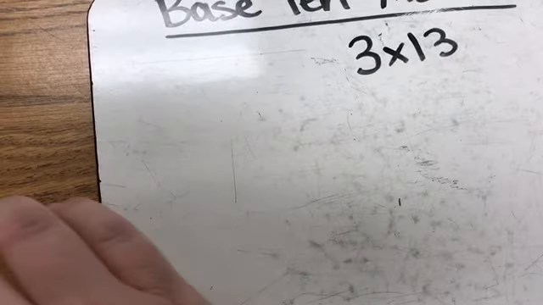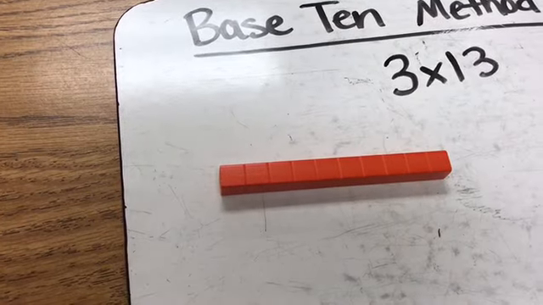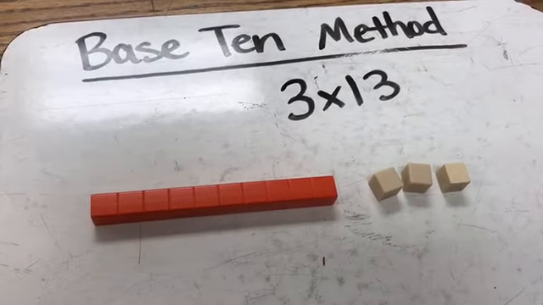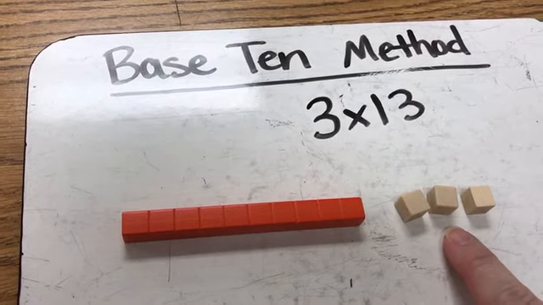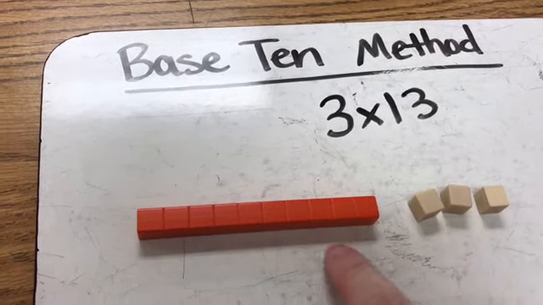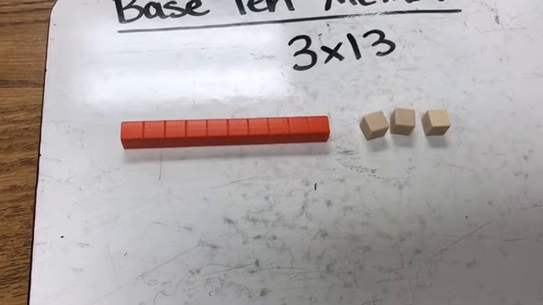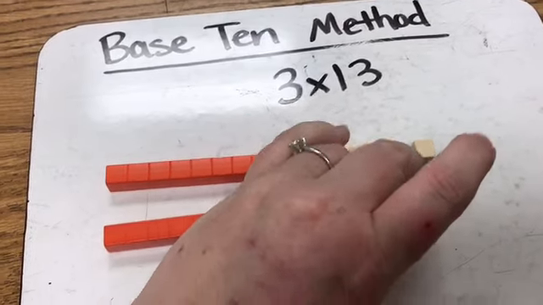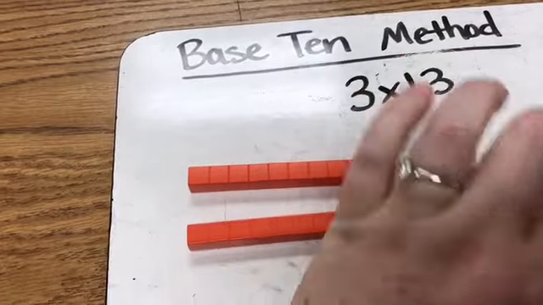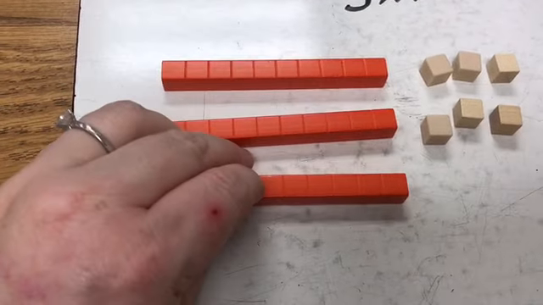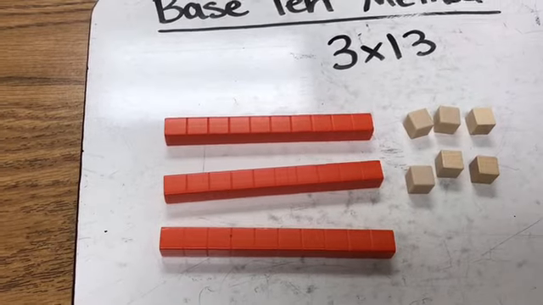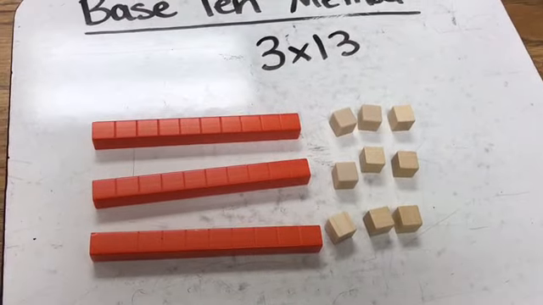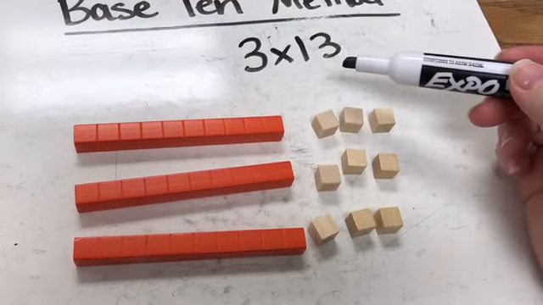Well, I know how to make 13 with my base 10 blocks because I just did it. 1 long and 3 cubes. 10 and then 3 more is 13. So this is one of my groups. I can use my base 10 blocks to make 2 more groups. Here we go. And I need 1 more group because it's 3 times 13. So there we go. So now I have represented 3 times 13.